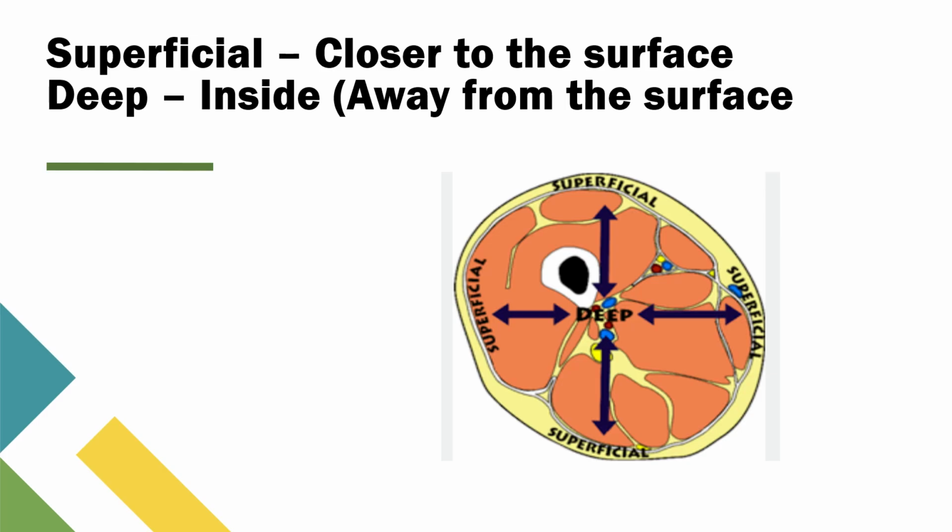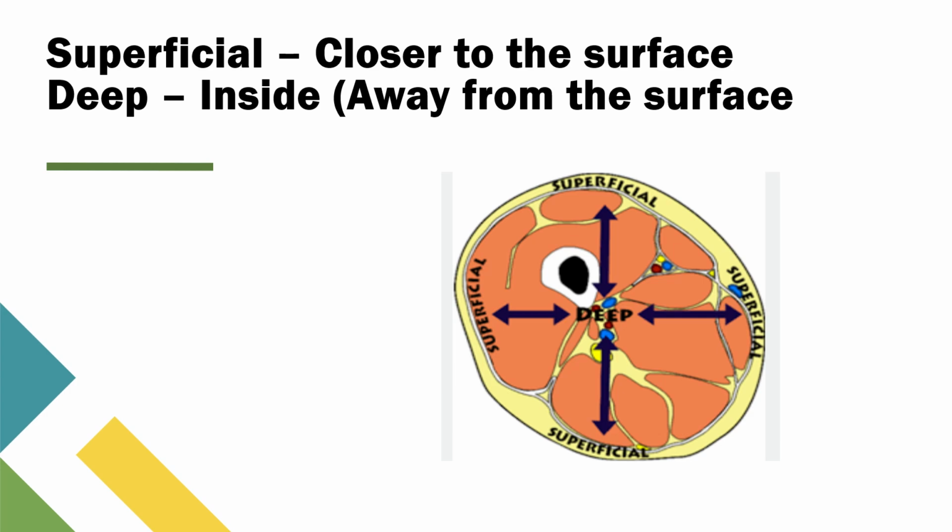And then we have superficial and deep. Superficial means closer to the surface, and deep means either inside or away from the surface. So you can always think of when they talk about she is very superficial, it's usually because everything is more concentrated on the outward appearance.